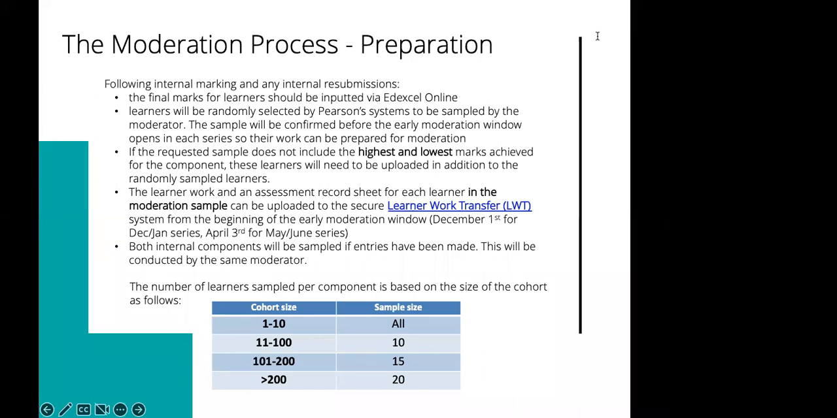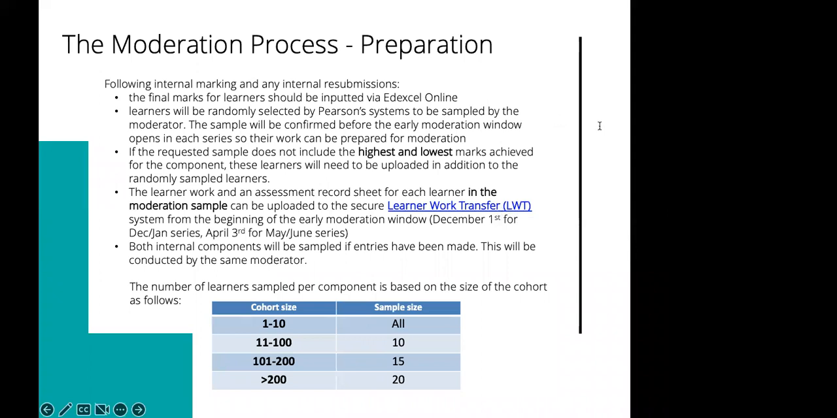Then those final marks are inputted on Edexcel Online. You will be assigned a moderator, and learners will be randomly selected by the Pearson systems. For most of you, it will be 10. Just look at that table at the bottom. If a cohort size is 1 to 10, all of them will be taken. If your cohort is 11 to 100, then your sample size will be 10. If your cohort is between 101 and 200, then it's 15. And more than 200, it will be 20.